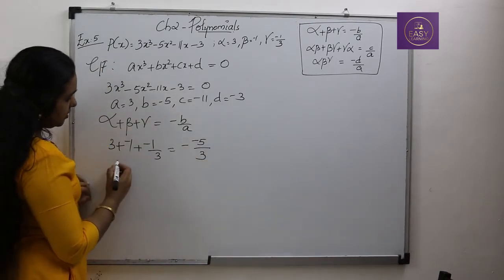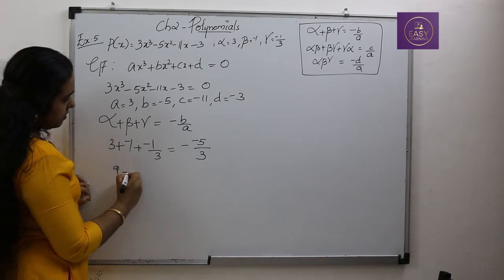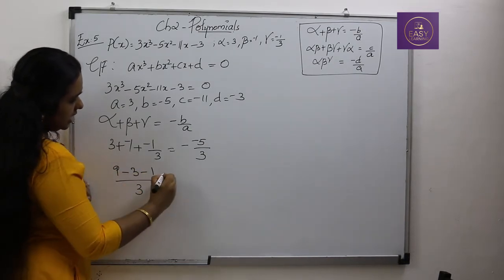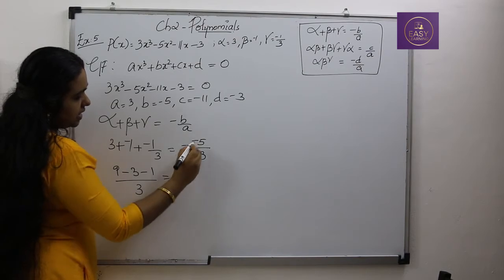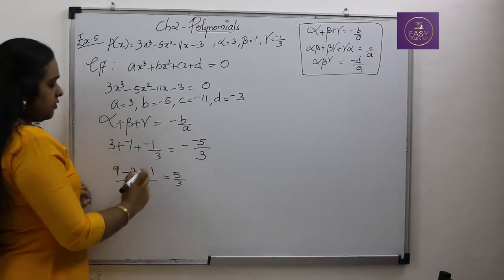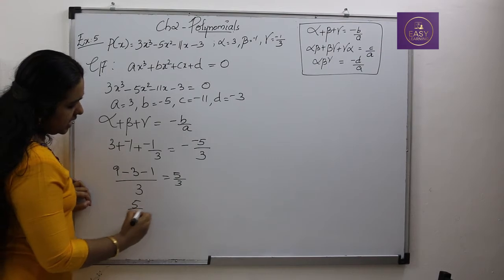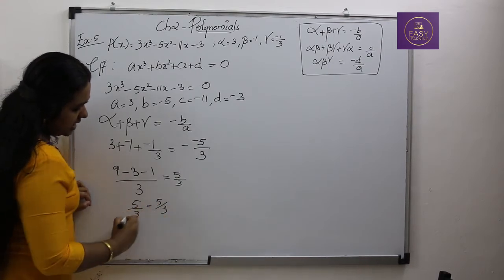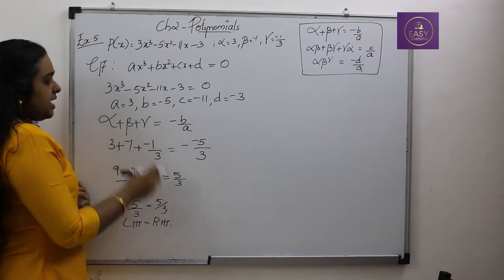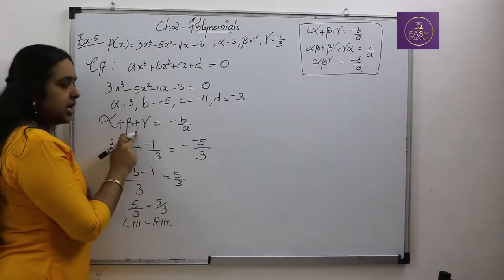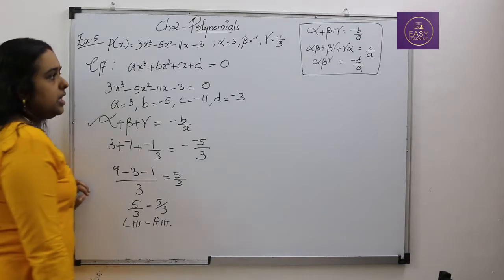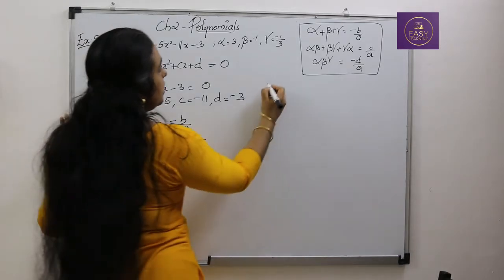When we take the LCM, it will become 9 minus 3 minus 1 by 3, which is equal to minus, it will become plus 5 by 3. 9 minus 4 is 5 by 3 equals 5 by 3. That is LHS equals RHS. Hence it is verified that alpha plus beta plus gamma equals minus b by a. This is verified. Okay.